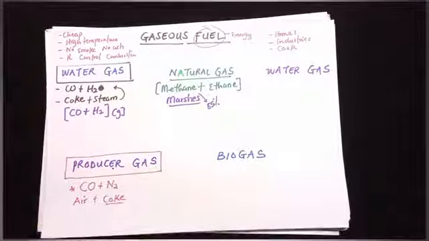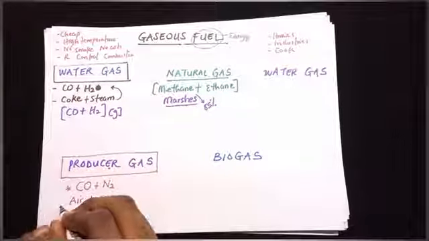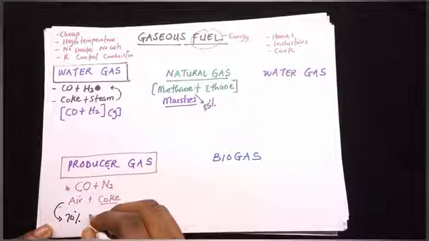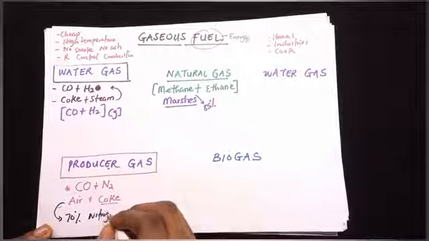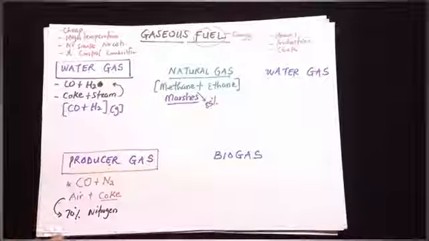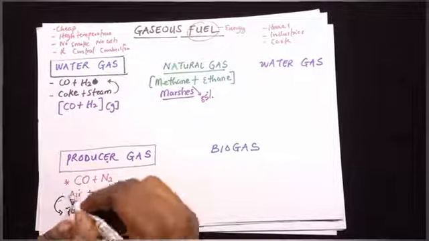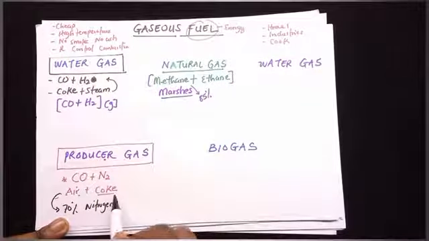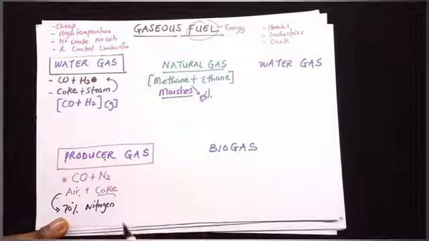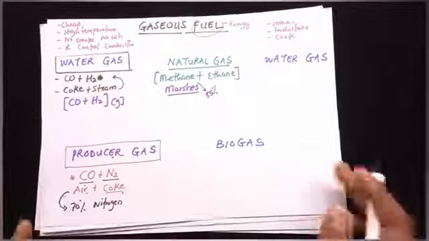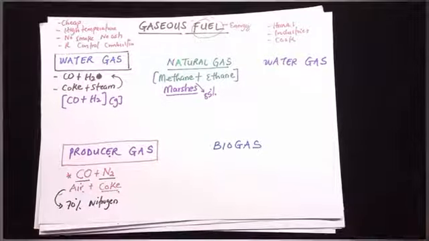Now, what is the most abundant component of air? Exactly. Air is made up of what? 70% of what? Nitrogen. And then 21% of oxygen, and then 2% of inert gases and other gases. But the point is, 70% of air is made up of nitrogen. So by the time we pass air over carbon, what we are going to get is a combination of carbon monoxide and nitrogen gas. And this is what we call producer gas.